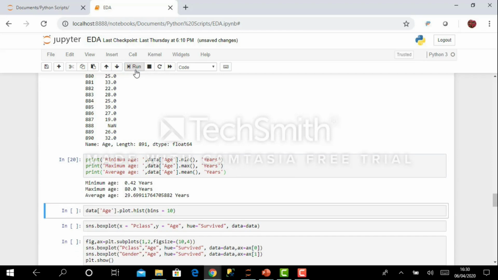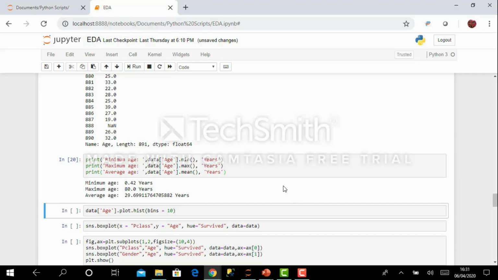Okay, so let us execute. You can see that the minimum age is 0.42, so actually a baby a few months old, and the maximum age is 80 and the average age is around 29 years. So I have an understanding that it ranges from a very small baby to an 80 year old person, and the average is around 30 I can say.